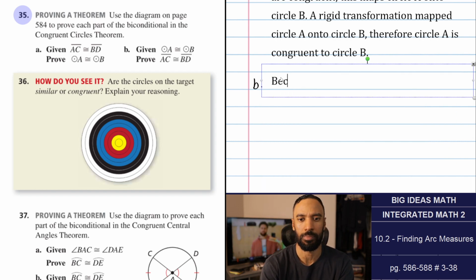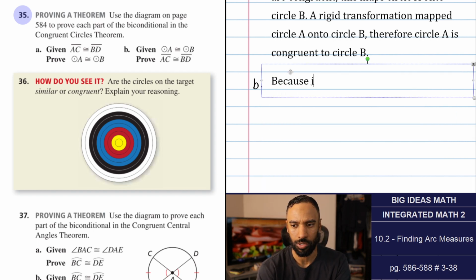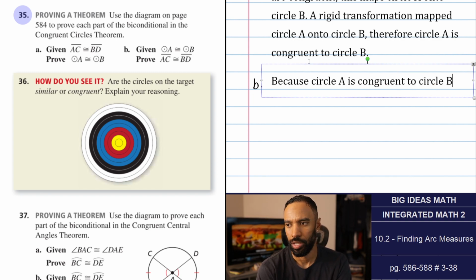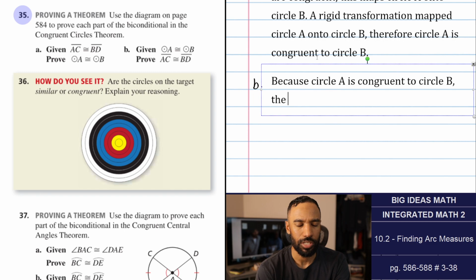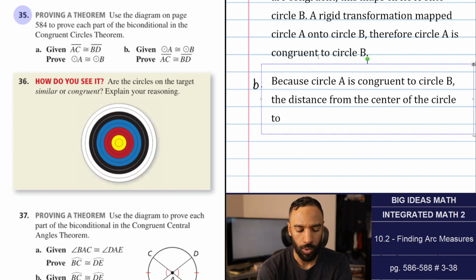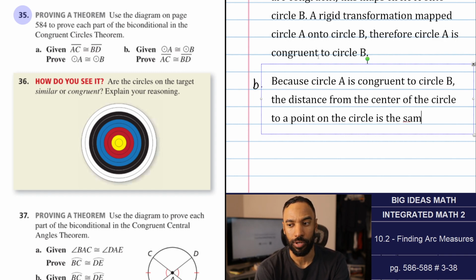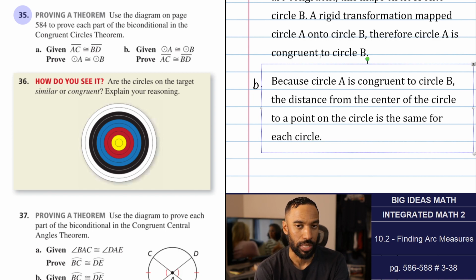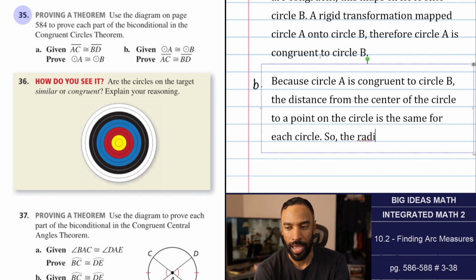So let's see. I'll say this. I'll say because circle A is congruent to circle B, the distance from the center of the circle to a point on the circle is the same for each circle, right? That's what radii are. That's the definition of a circle. That's how the thing works. So the radii are congruent.